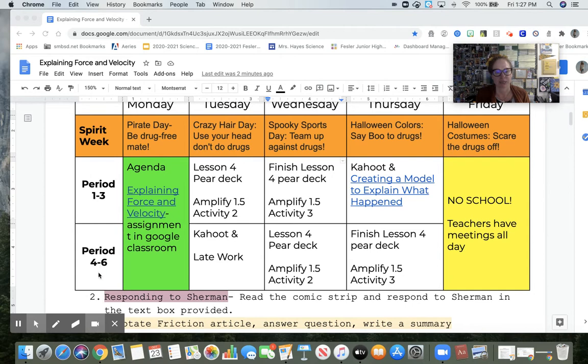Okay, so periods 4 through 6, we have afternoon class. We're going to do modified at that same Kahoot, and we're going to work on making sure we're caught up on all of our other assignments. Okay, Wednesday we'll start the Pear Deck and do one Amplify assignment. Thursday in the afternoon we'll finish that Pear Deck and do the other Amplify assignment.